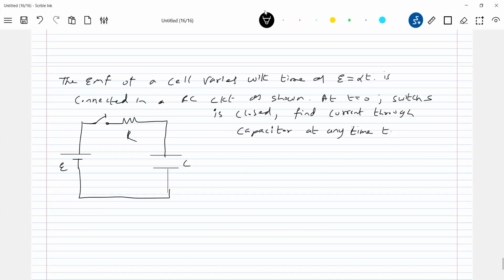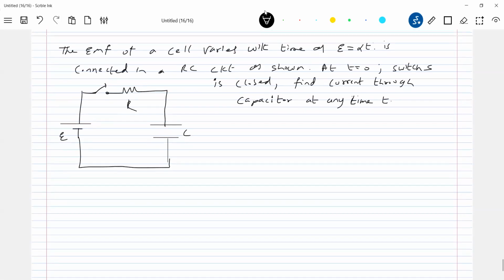Tomorrow I'll discuss a few questions now. The EMF of a cell varies with time as E equals alpha t, and is connected in an RC circuit as shown. At t equals 0, switch S is closed. Find the current through the capacitor at any time t. Look at the EMF of the cell. It varies with the time.